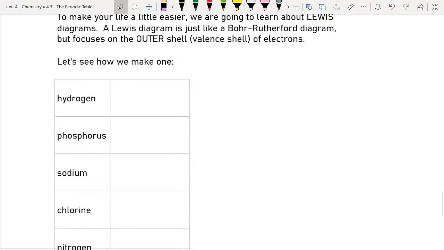Okay, now I'm going to introduce you to something to make your life a little easier. Bohr-Rutherford diagrams, pain to draw, aren't they? Kind of a pain? Yeah, a lot of information there. But I told you that chemistry is really all about what? What is involved in chemistry? Chemistry is all about electrons.